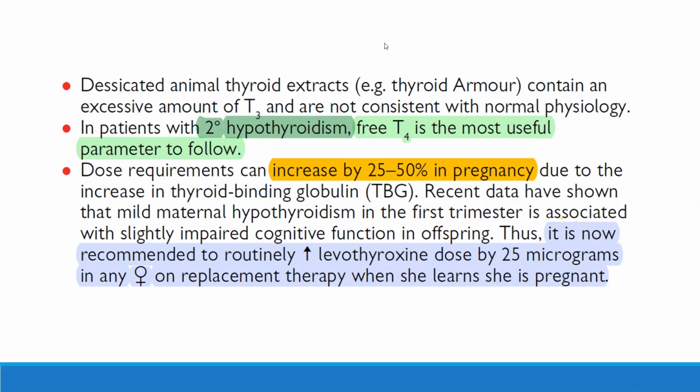Dr. Shavan, which one? Increase the dosage, or how to follow up the target of central?